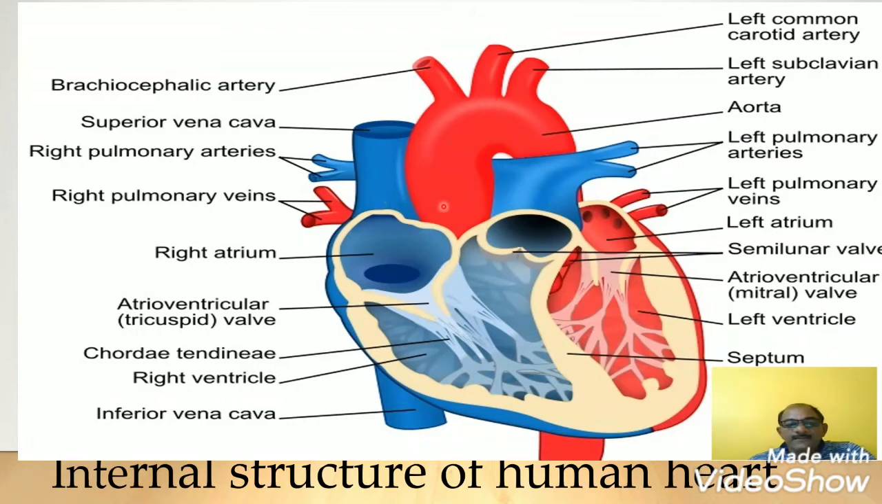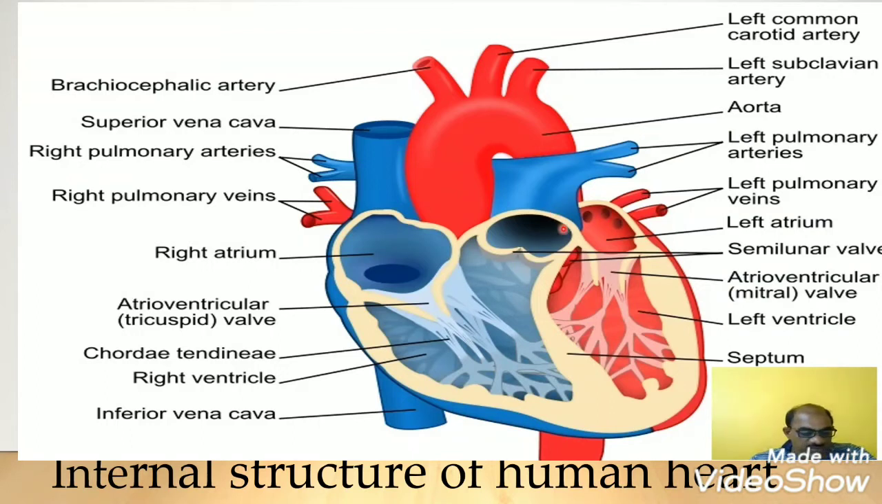Then this interatrial septum, so that is a septum. Due to this septum, the auricle is divided into two parts, right and left. So that septum is called interatrial septum. And in this interatrial septum, an oval-shaped depression is also present, and that oval-shaped depression is called fossa ovalis. Fossa ovalis is present in that interatrial septum.